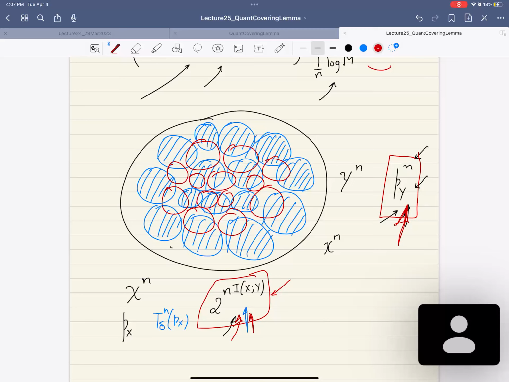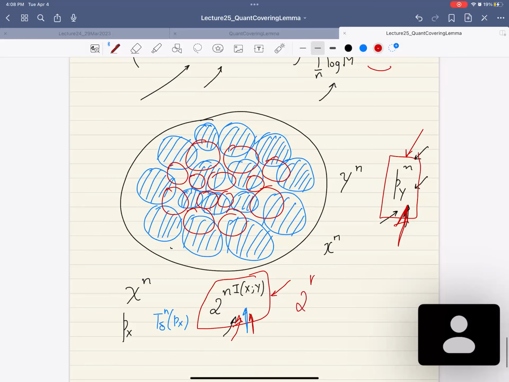Now the question is, do you have to go all the way until h of px to simulate PYN? Do you need all these conditional typical sets to average so that I end up getting PYN, or can I average a lesser number of conditional typical sets? I see. And that will be between 2 raised to n I of x colon y and 2 raised to n h of x. Yes. Now you see the beauty, right?